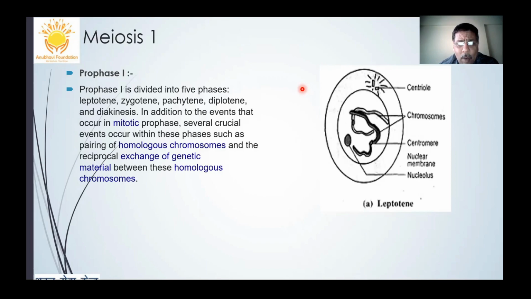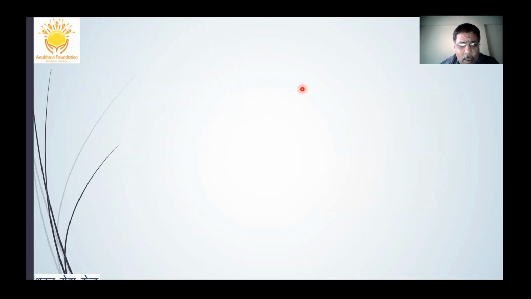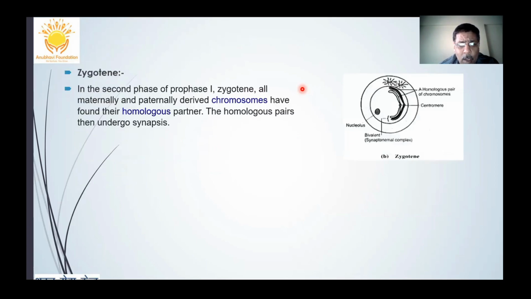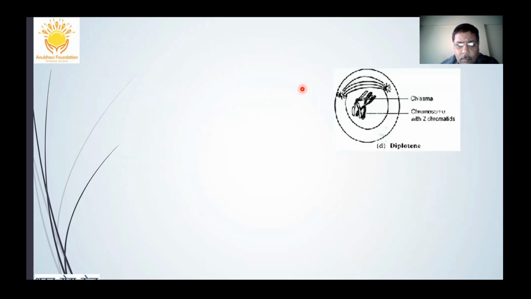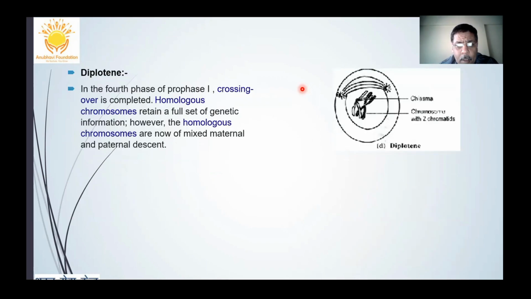Meiosis 1 can be divided as prophase 1, leptotene, zygotene, pachytene, diplotene.